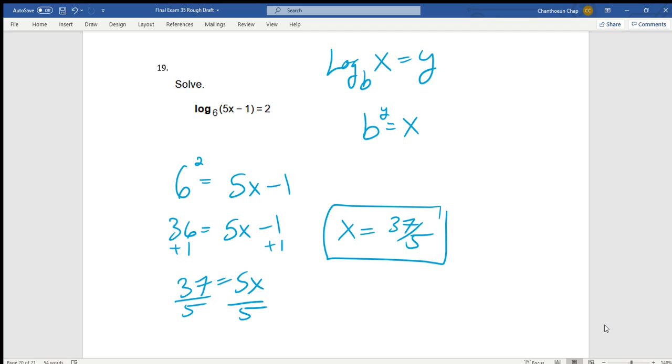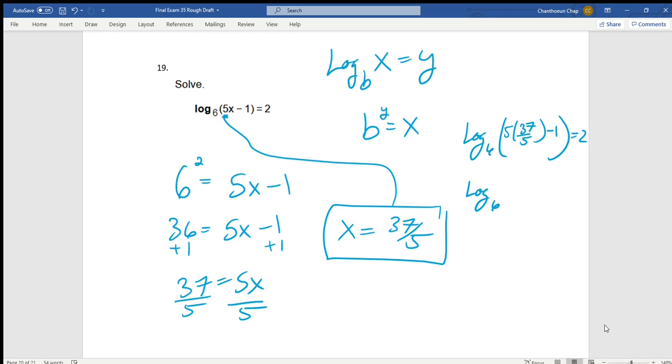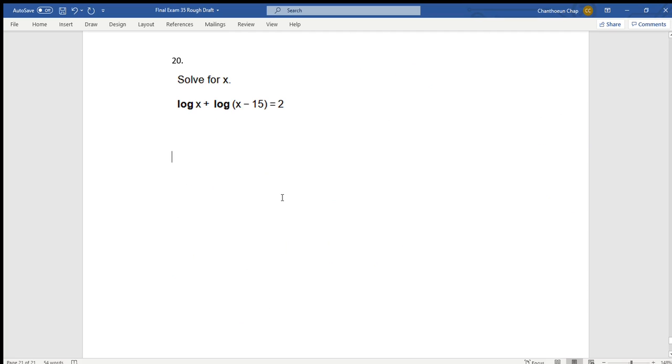But you want to double check, right? You want to make sure this is right. So plug it into the x and make sure we do get the 2 when we evaluate this log. So let's check to make sure. That's log base 6 of 5 times 37 over 5 minus 1. Is that equal to 2? This is log base 6 of 36. Is that equal to 2? Yes, it is. 6 squared does give me 36, so this checks out. It works.